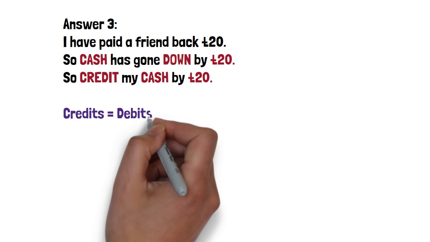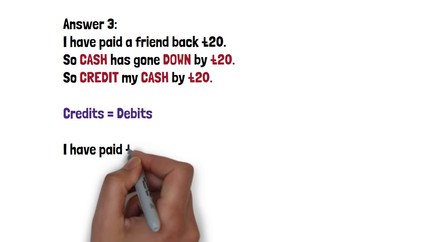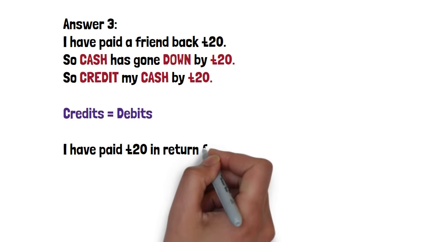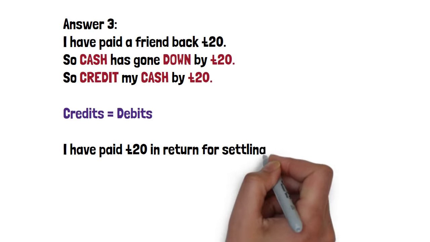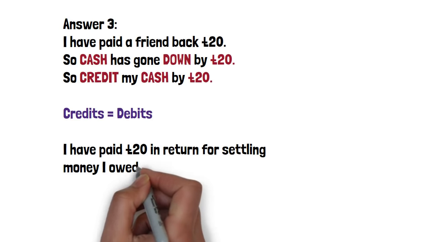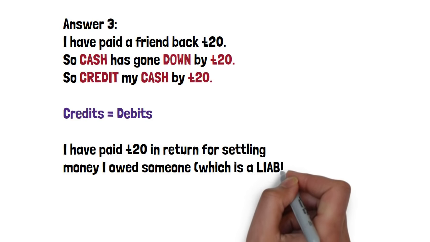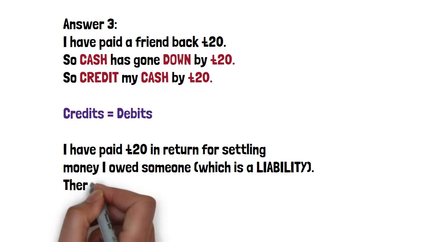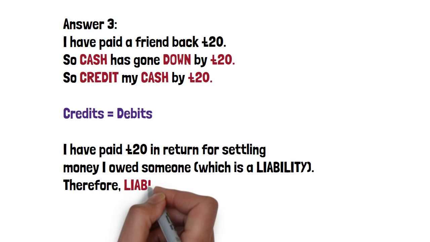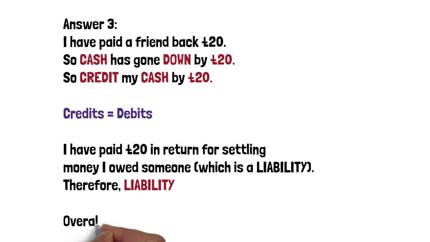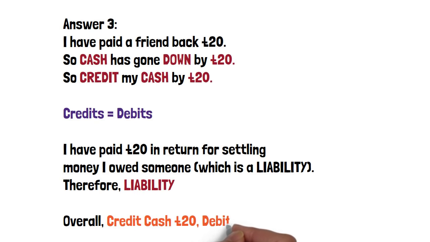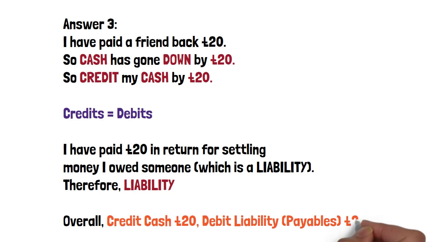Let's apply rule number 1. Credits must equal debits. So the credit of £20, there must be a debit of £20. What is that debit? Well, I have paid £20 in return for settling a debt that I owed someone. So remember, what we have given up must equal what we have received in return. I've given up £20 to settle a debt I owed someone. Some money that you owe someone is a liability. Therefore, overall, credit cash, £20, debit my liability or payables, £20.